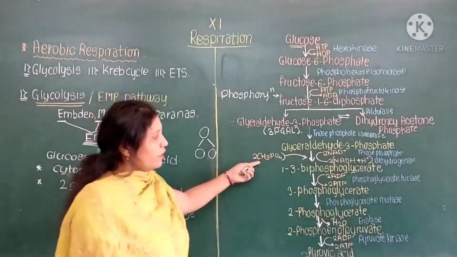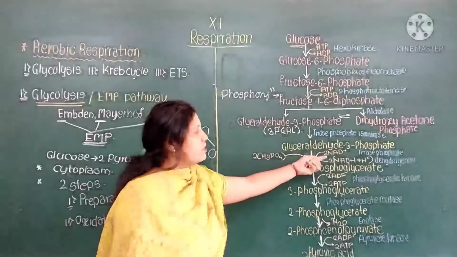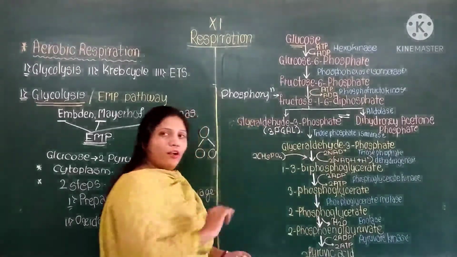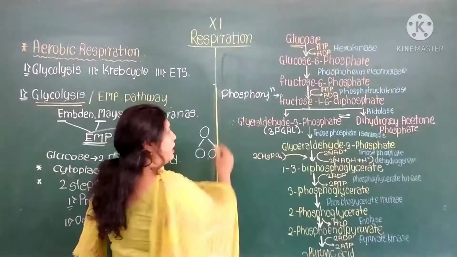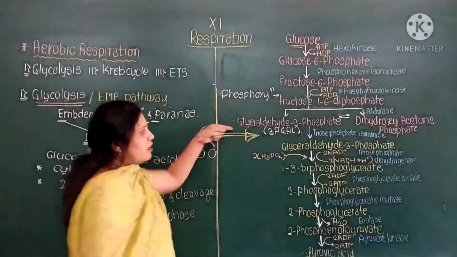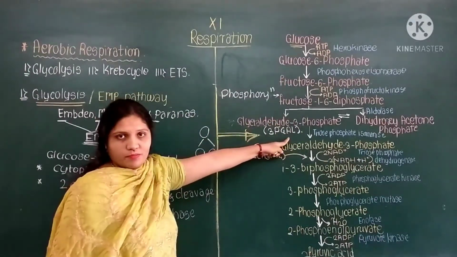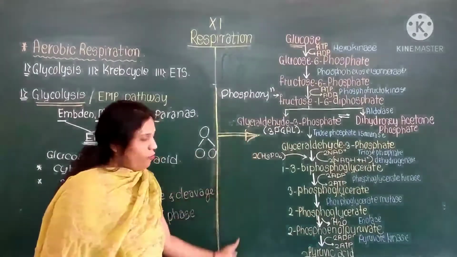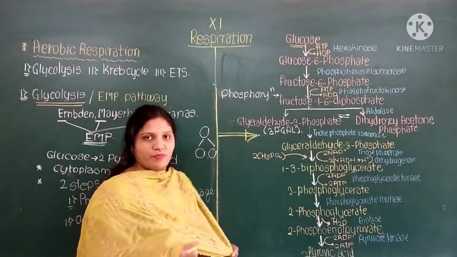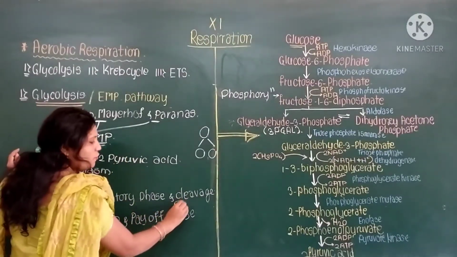Okay, during the oxidation, this process takes place in the presence of NAD. So before starting the further process, remember that up to this process, it is known as the preparatory and cleavage phase. And the remaining one is known as the oxidation and payoff phase.